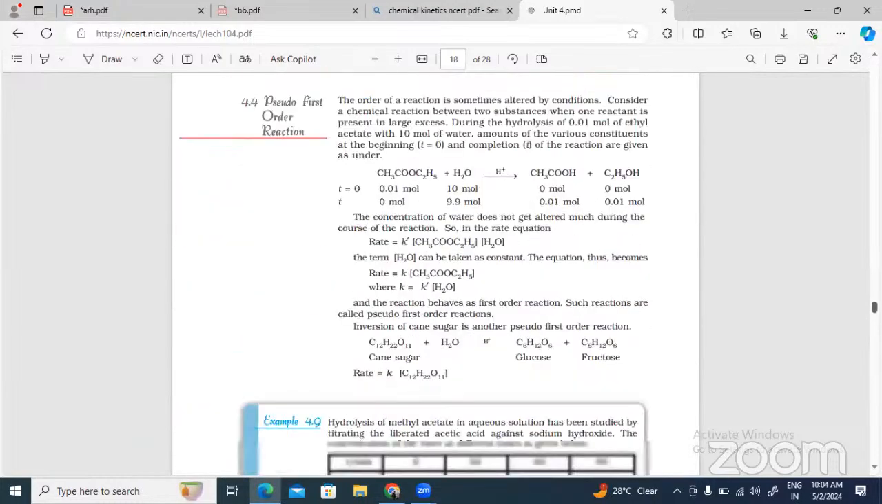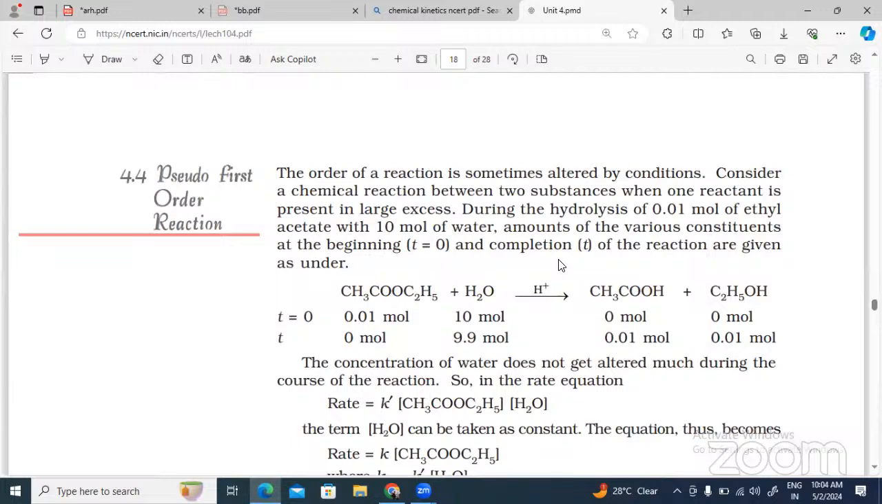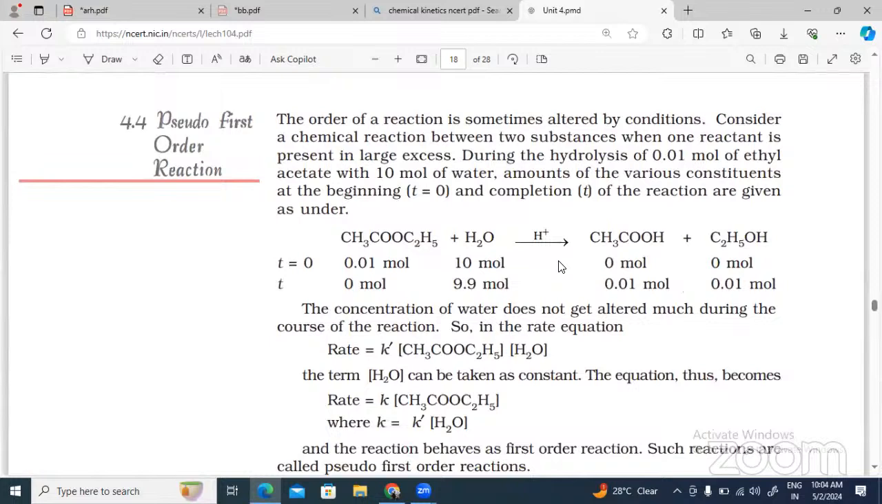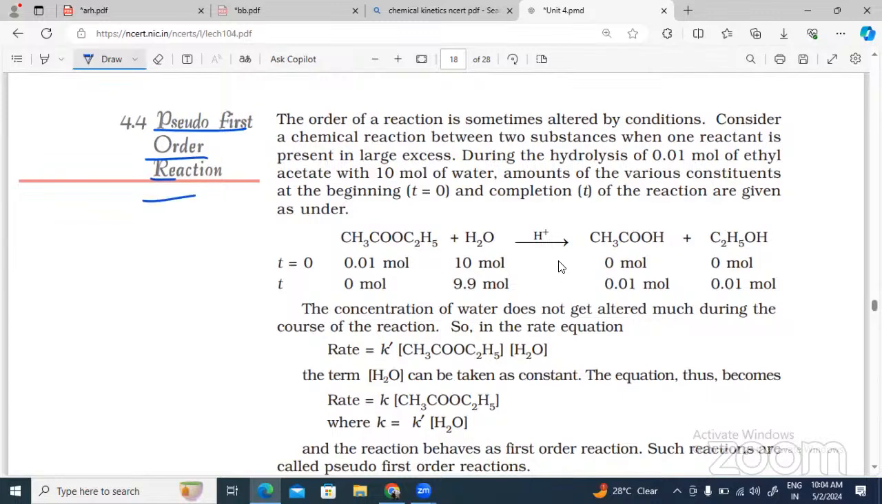Then one thing I want to tell you, this is pseudo first order reaction. What is pseudo? Pseudo means false. Like the pseudopodia in the amoeba, that is called false leg, false foot. Similarly, this reaction is a pseudo first order reaction. The reaction is supposed to be of higher order, but it follows low order. That is the pseudo order reaction. It appears to be a higher order.